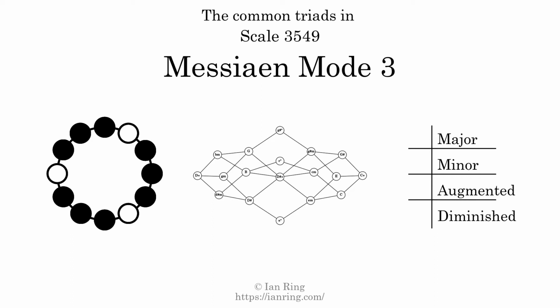The diagram in the center is a graph of parsimonious voice leading between triads. There are 6 major triads. There are 6 minor triads. There are 3 augmented triads. There are 3 diminished triads. There is no Hamiltonian path through the graph that uses all the triads.